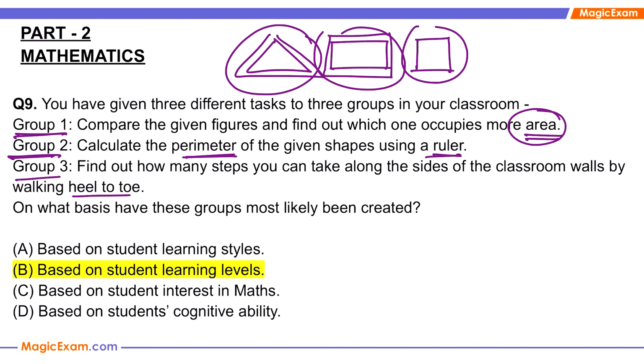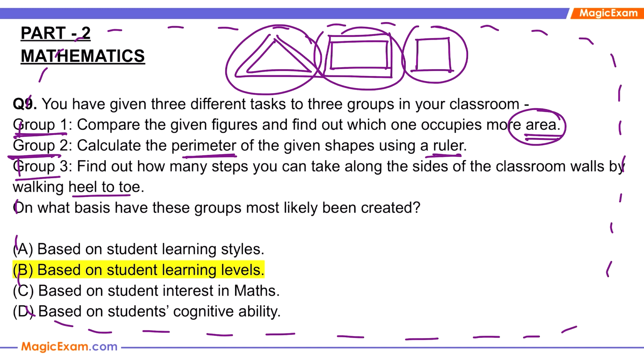Now group 3, they have to walk along the edges of the classroom and see in how many steps they can measure the entire classroom. So this is a fairly simple exercise. So now, on what basis have these groups most likely been created?